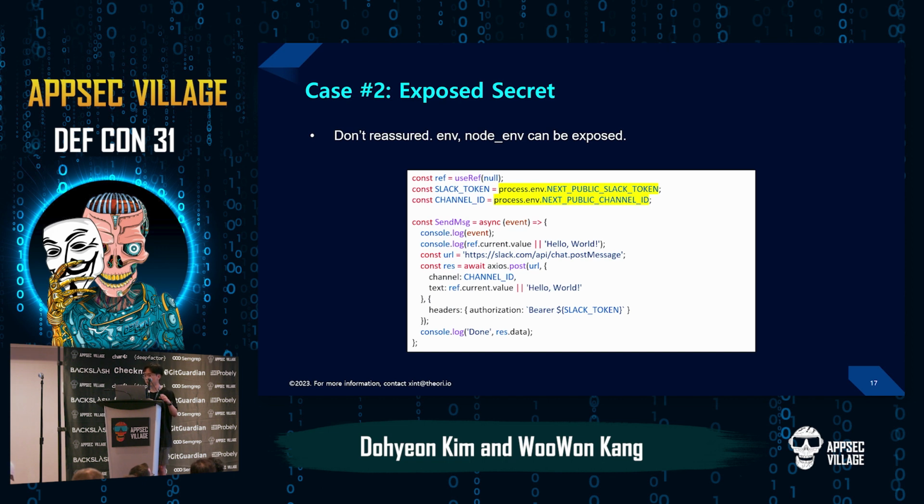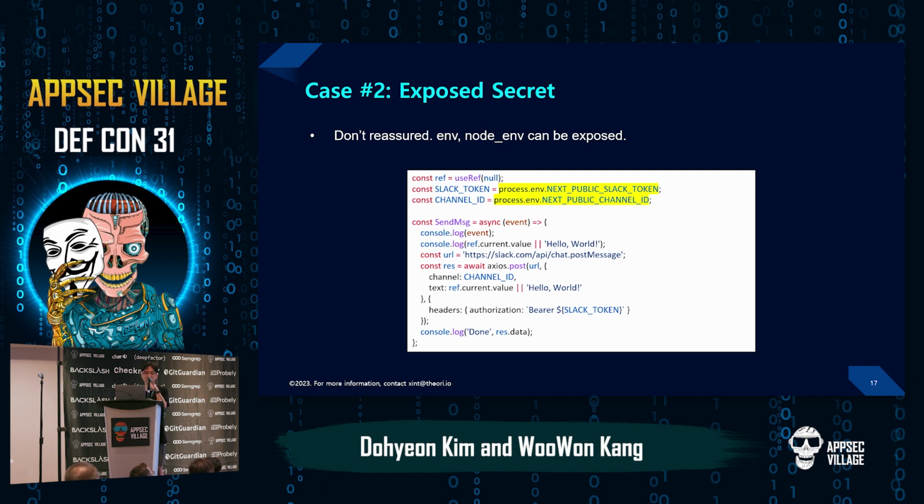And so you're not reasoning that you didn't hard-code it. That means not only hard-coded values, but also environment variables can be exposed. Yeah, just like that. There is sample code to send a message to Slack. Even if you write it this way, it can still be exposed via node env. So we see a lot of vulnerabilities, especially in the back office. Then, yeah, we can find cases like this from the back office of the web system.